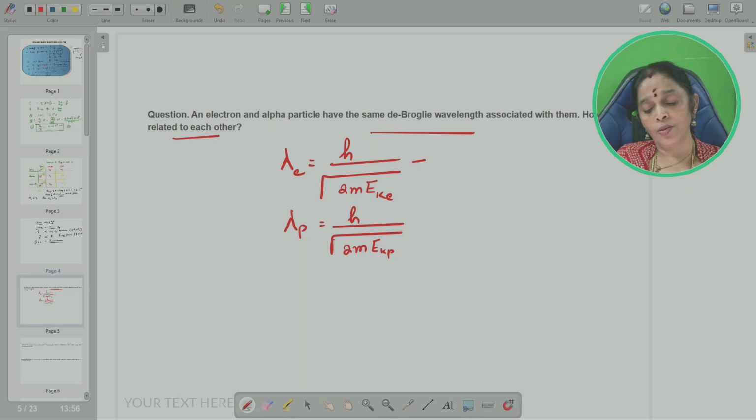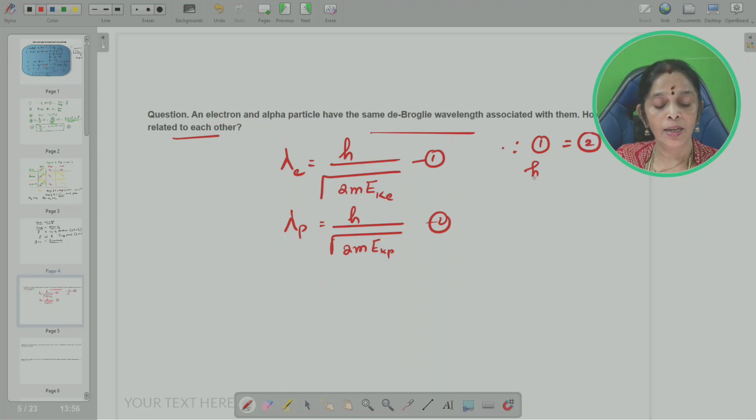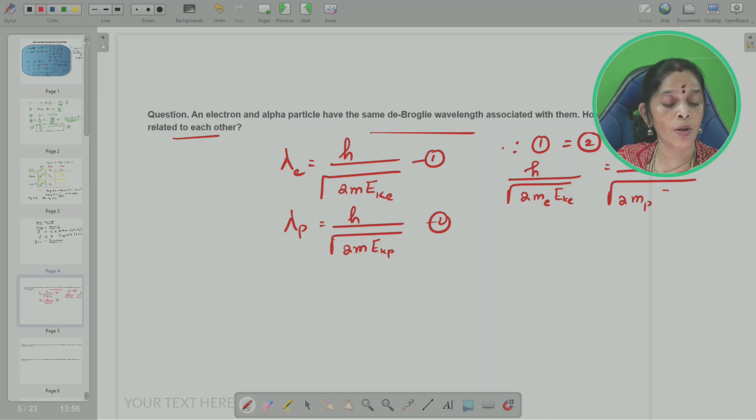Same de Broglie wavelength. So therefore the first equation is equal to the second equation. Since 1 is equal to 2, h by root of 2m of electron, mass of the electron into kinetic energy of electron, is equal to h by root of 2m into mass of the proton into kinetic energy of proton. So h gets cancelled. Taking the square on both sides, you get mass of the electron into kinetic energy of electron is equal to mass of the proton into kinetic energy of proton.